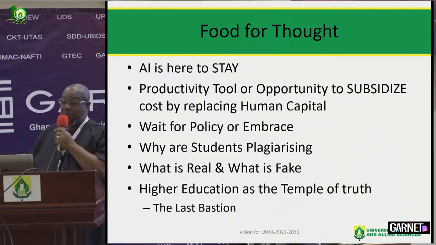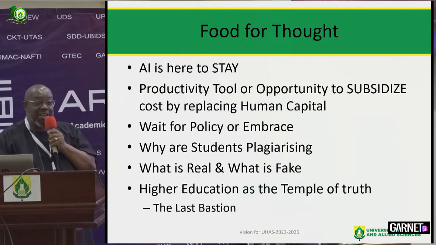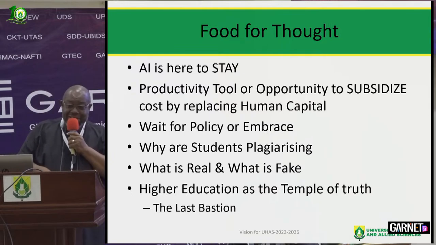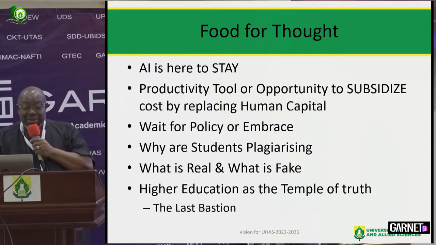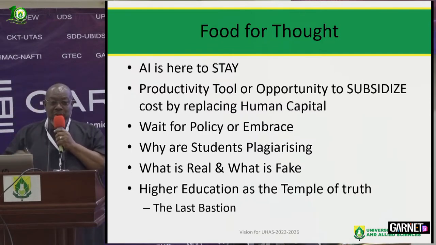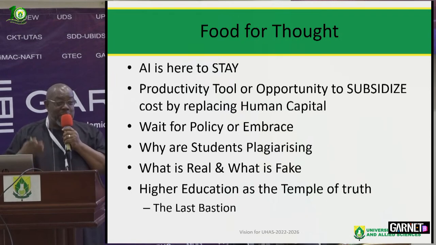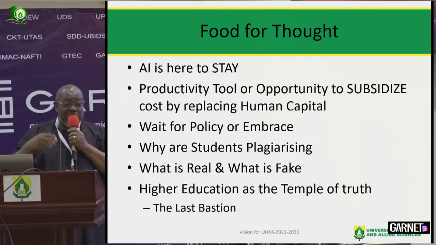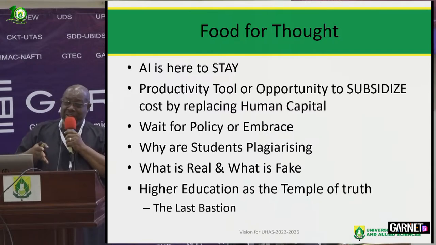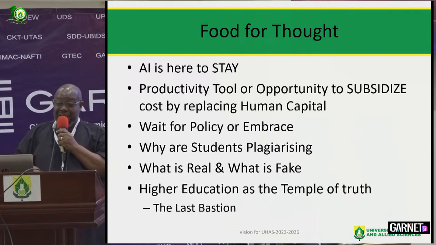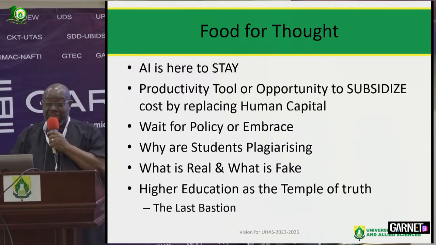Turnitin, in April, released their AI detection AI. So they are using AI to detect AI. And that's interesting. Well, now, AI is learning from its own errors. It's learning from its own findings. Now, if we are not careful, AI is going to be feeding itself with wrong information, and with time start believing that wrong information is actually fact.